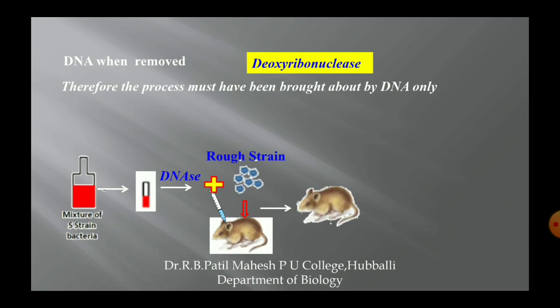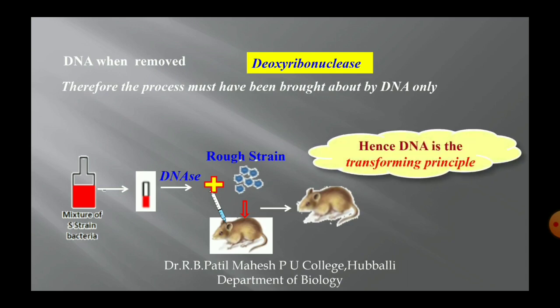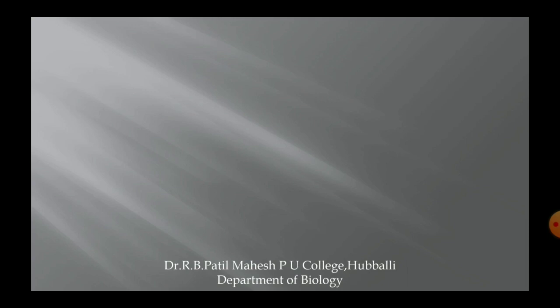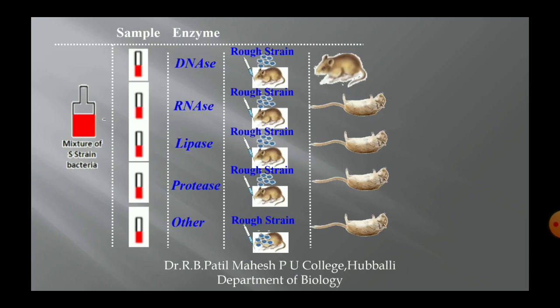So DNA is the substance which enters from heat-killed S cells into R cells, and it transforms live R cells into live S cells. Hence DNA is the transforming principle, and when it is destroyed, the transforming activity is lost. The R cells are not transformed into S cells, and it is proved that DNA is the genetic material. So come back to this.